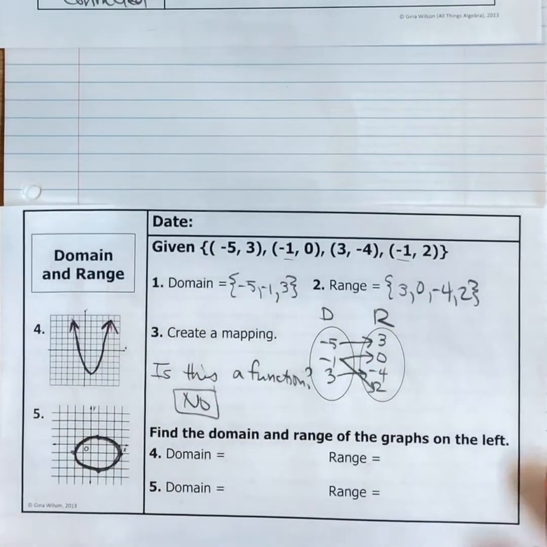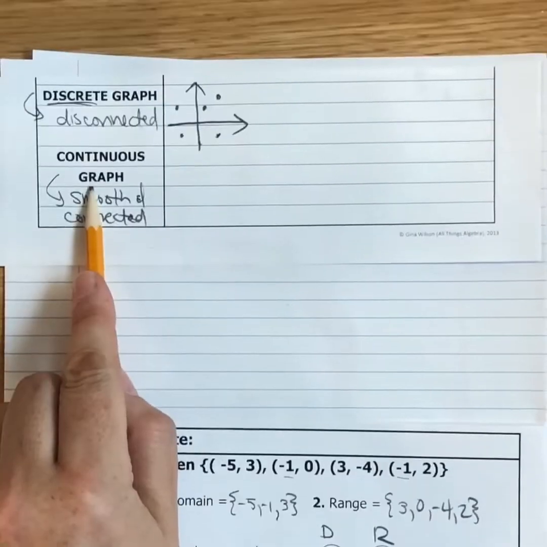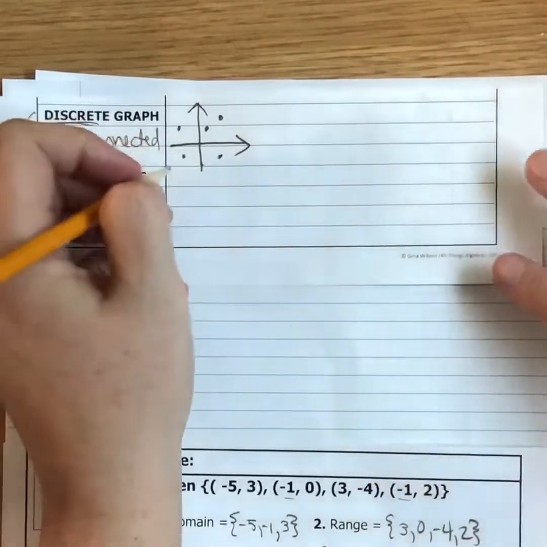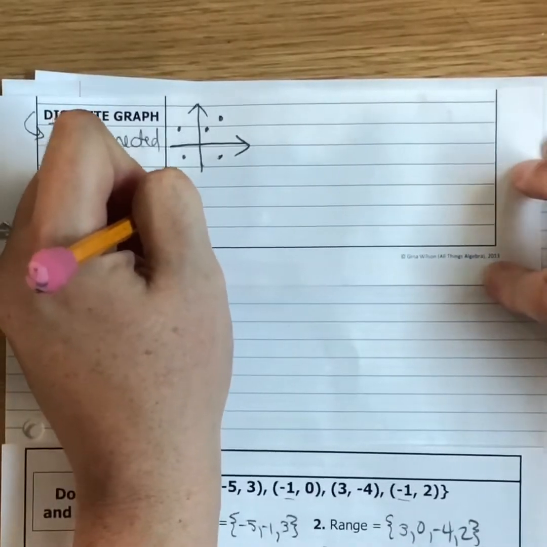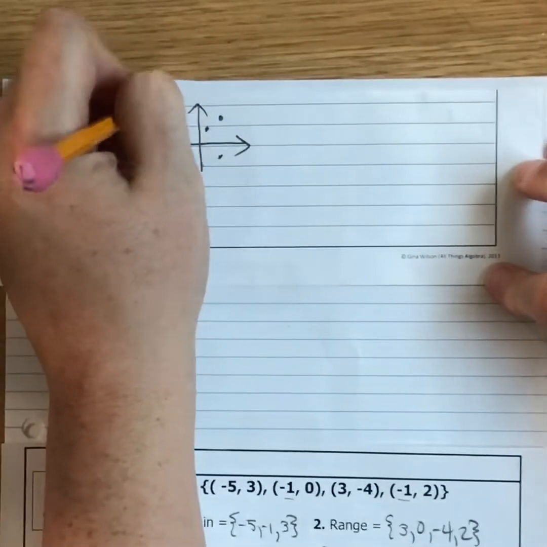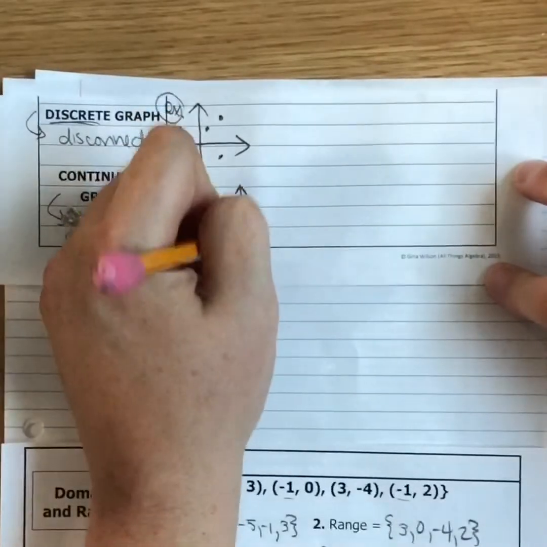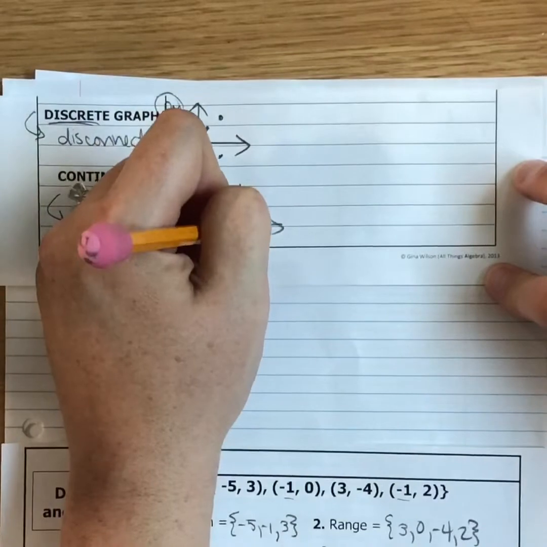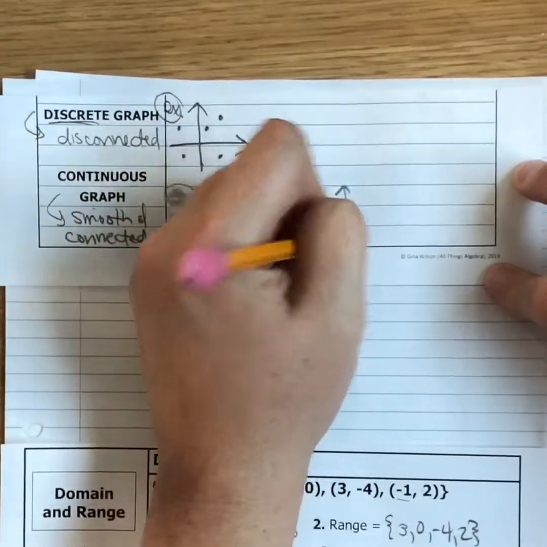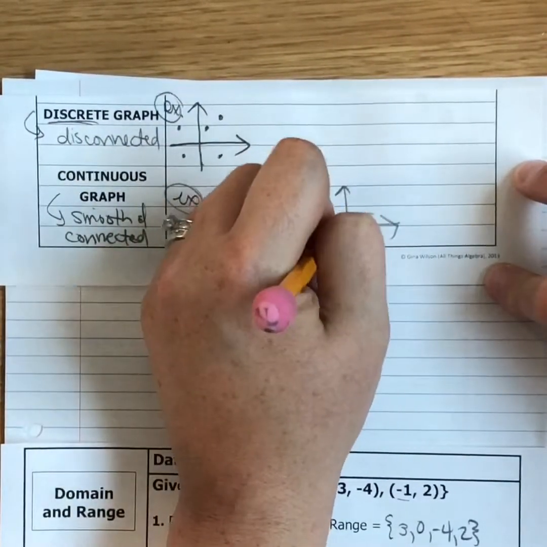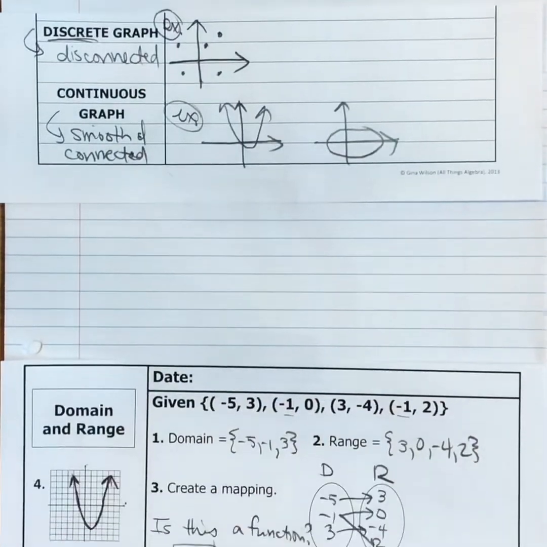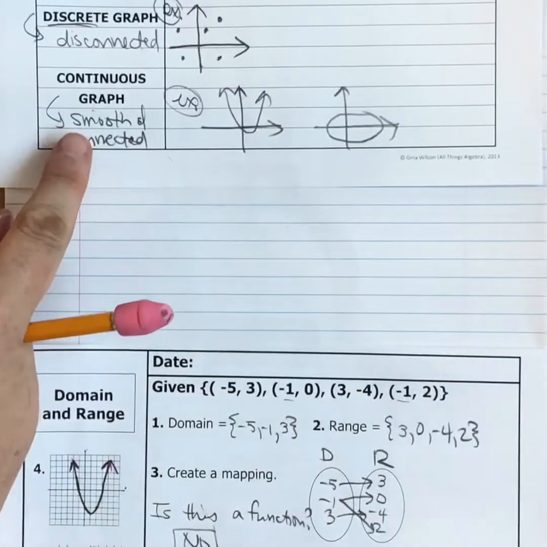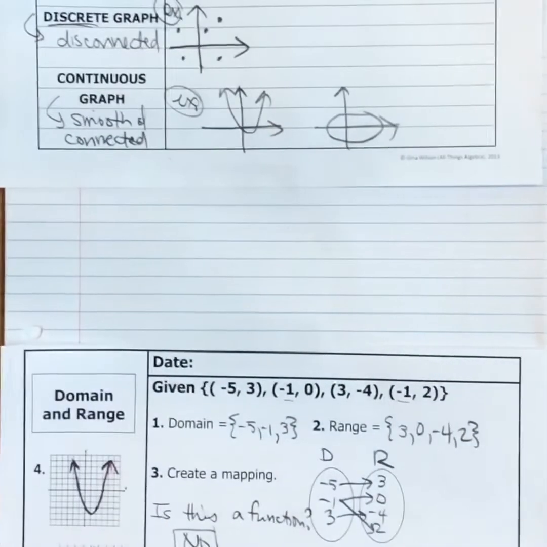It's just not possible. So we have to have a different method to find the domain and range of a continuous graph. For example, the graphs we used in class: we have this parabola, and then we also had the oval. Those are examples of smooth and connected continuous graphs.